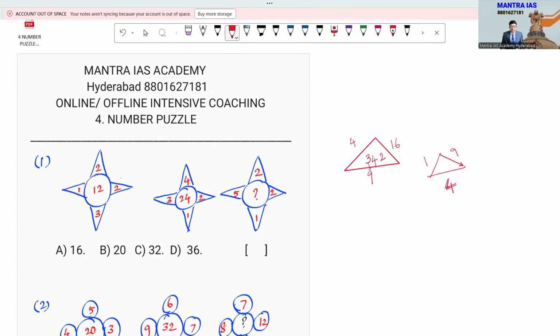3 squared is 9. So 4 comes from 2 squared, so 2 must be here. And this is 4 squared, 16. So 9 is nothing but 3 here. And of course 2 squared is 4, and 1 squared is 1. So the answer is 2, 3, 1. This is the style.